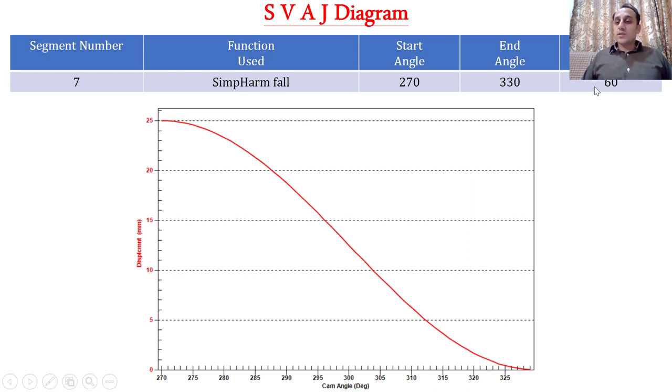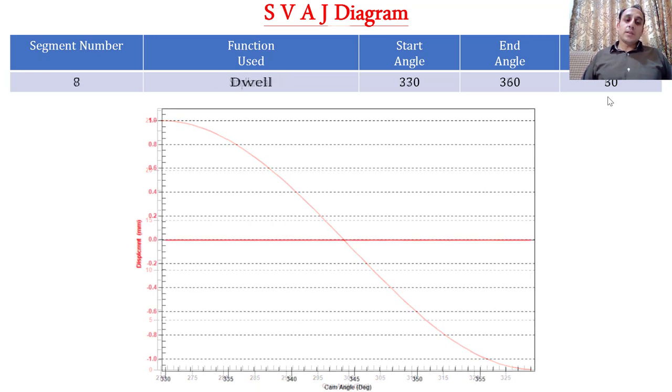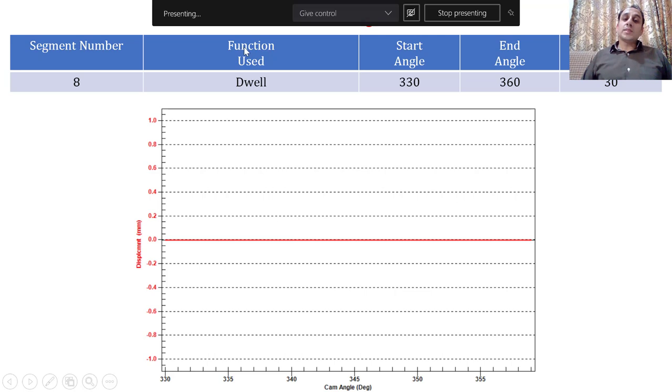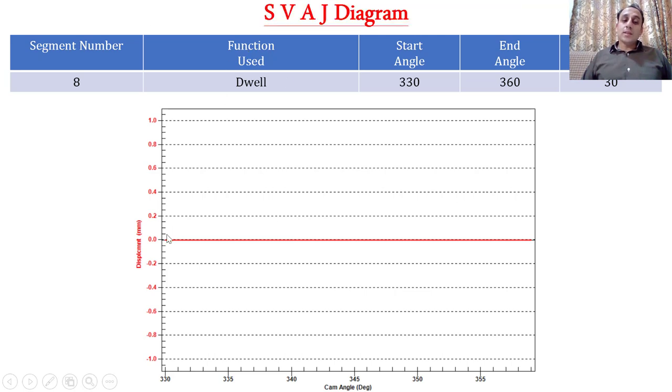So for 60 degree rotation of camshaft, what is happening? The follower is coming back from its higher extreme position to lower extreme position. So beta for this segment is 60. And in the last segment, what is happening? That is once again a dwell. It means the follower will maintain its position at the lower extreme position, and the cam will rotate for another 30 degree to complete its one revolution.